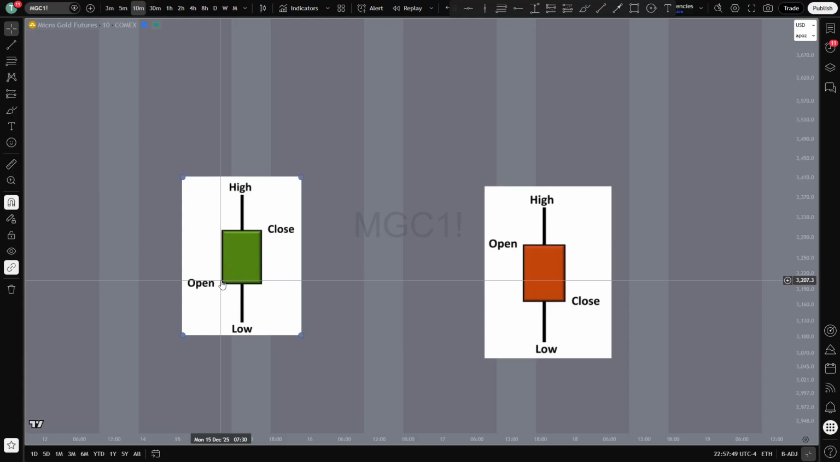Oh my God, let me just check. Okay, I'm recording, bro. I thought I wasn't recording. But either way, this is where price opened.